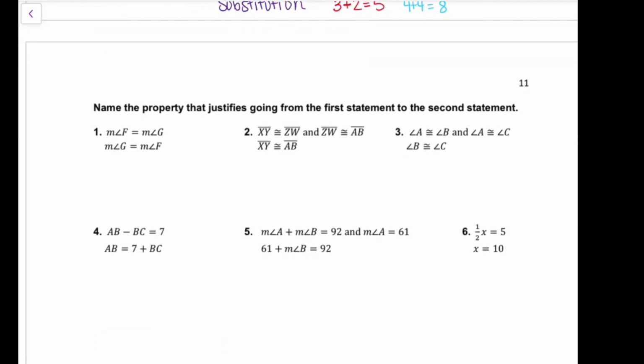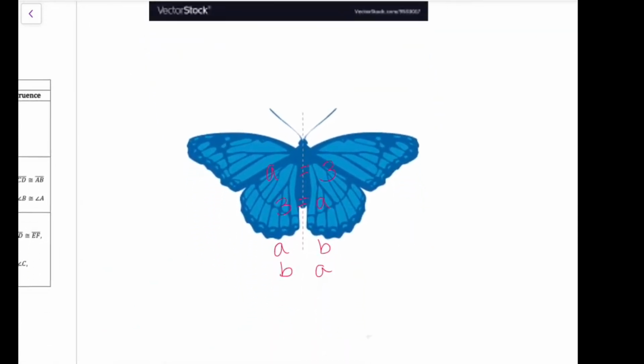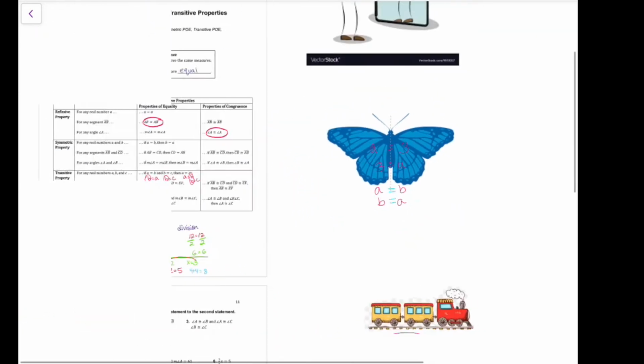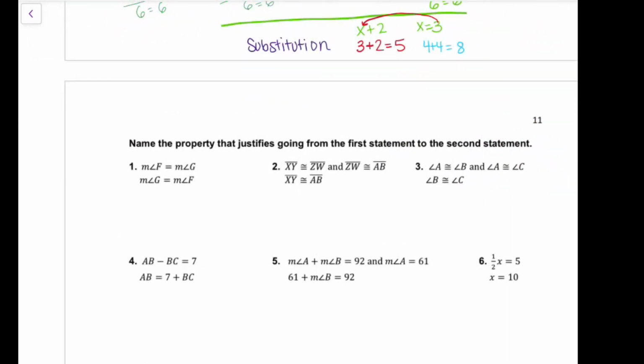Okay, now we're going to just find the property that goes along with each statement. The measure of angle F equals the measure of angle G, and the measure of angle G equals the measure of angle F. This would be the symmetric property. One could go on both sides of that butterfly that we had. A would equal B, B would equal A. But in this case, we have measure of angle F and measure of angle G is equal to measure of angle G and the measure of angle F. So it's just the symmetric property.